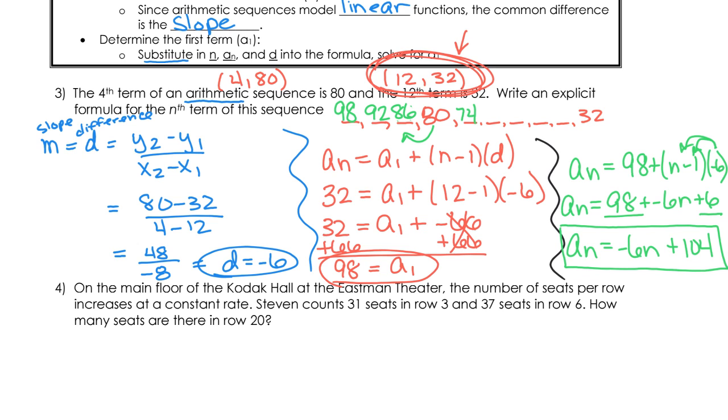So it's a little bit of a longer process when they don't give you those consecutive terms because you have more information to find out. All right, so let's take a look at number 4.